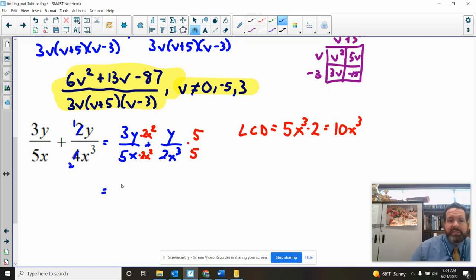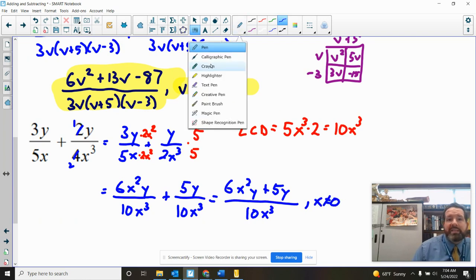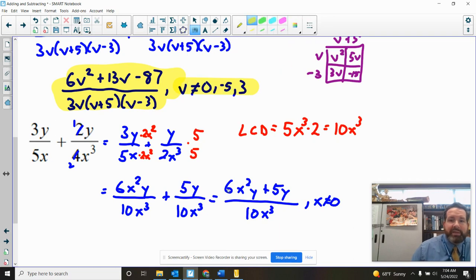So 3 times 2 is 6. 6x squared y over 10x to the third plus 5y over 10x to the third. Put it all together. These aren't like terms, so they don't combine other than just to write them beside each other with a plus in between. And our only restriction this time is that x can't be 0. We don't need to restrict the y at all because the y did not show up in the denominator. So there is our answer, there's our restriction, and we're all set.